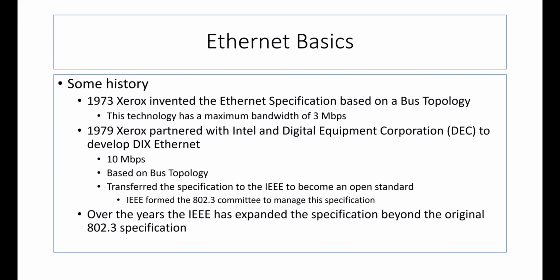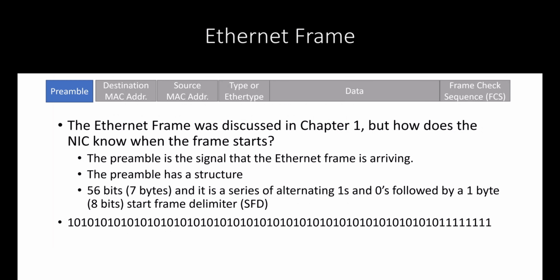Over the years, the IEEE has expanded the specification well beyond that original 10 megabit Ethernet. And we'll cover that a lot more in Chapter 4. Remember the Ethernet frame from Chapter 1? This is a 1,518 byte frame where we have the destination MAC address, source MAC, the type, the data, and our frame check sequence, which is used for error detection.